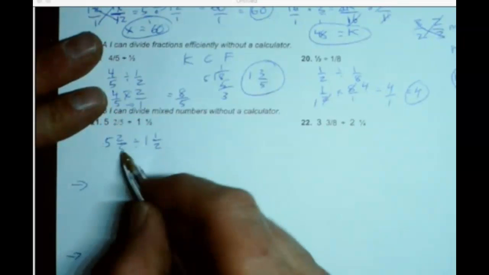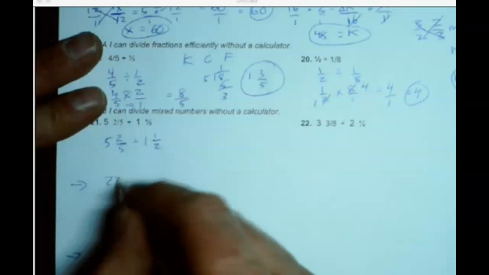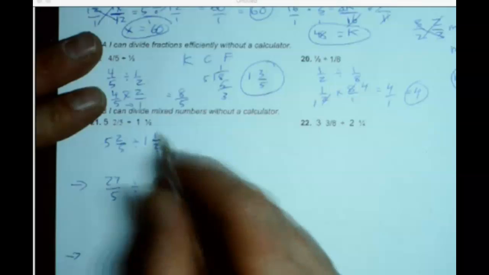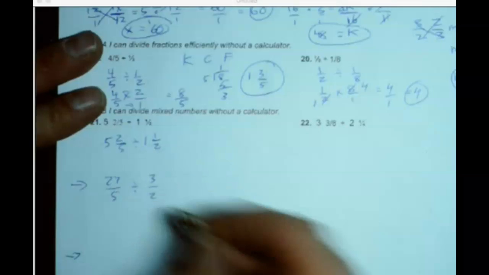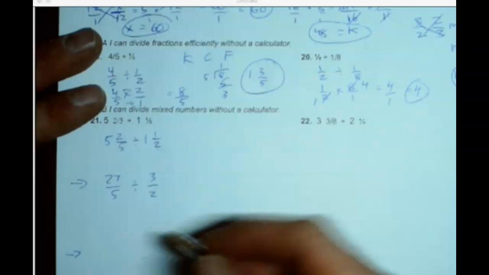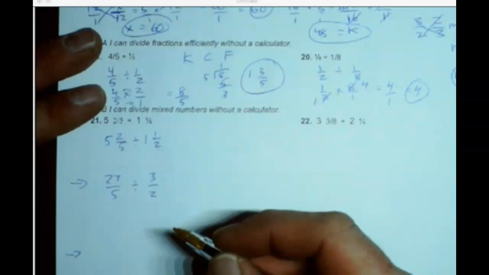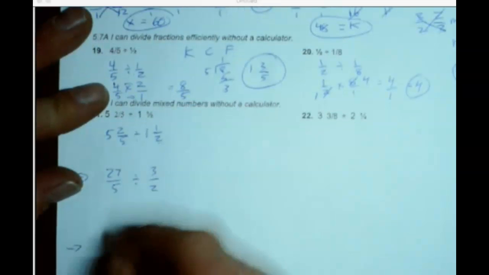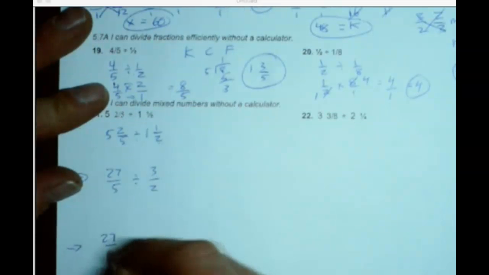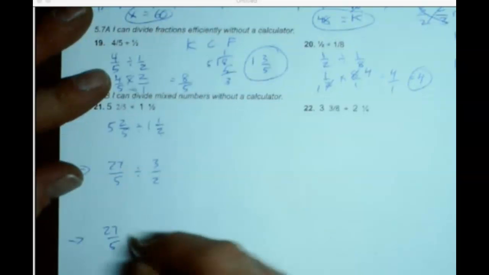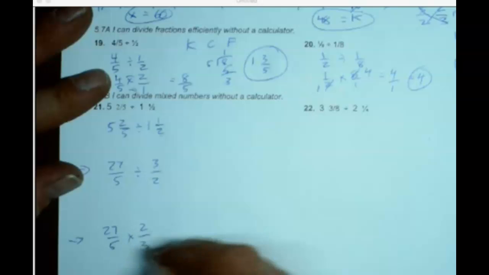5 times 5 is 25 plus 2 is 27/5. I'm going to divide that by 1 times 2 is 2 plus 1 is 3/2. Now here's where kids make mistakes. They start multiplying, but this is still a division problem. Now we have to do the keep, the change, the flip. So I'm going to keep that first one, 27/5. I'm going to change the sign to multiplication. I'm going to flip this guy, 2/3.